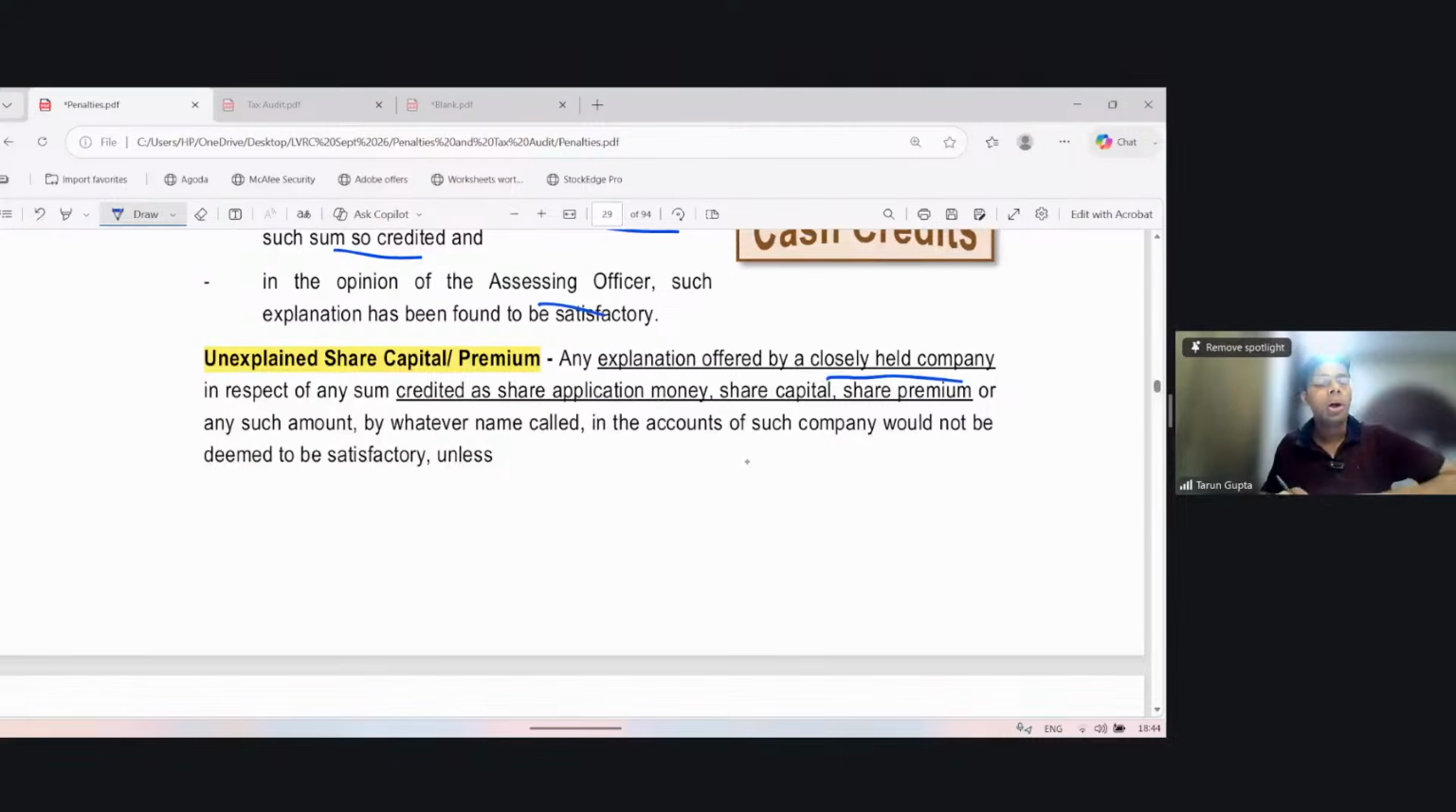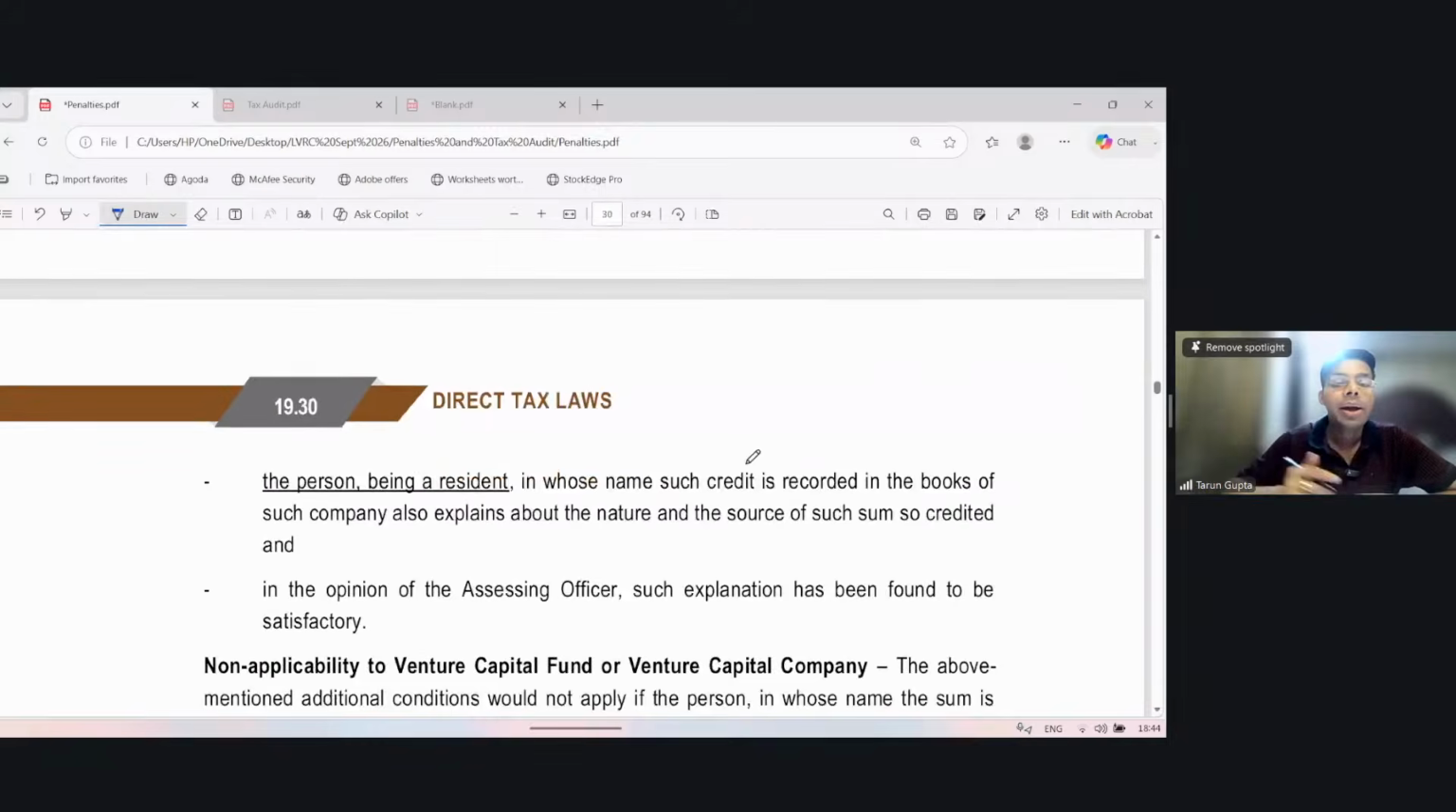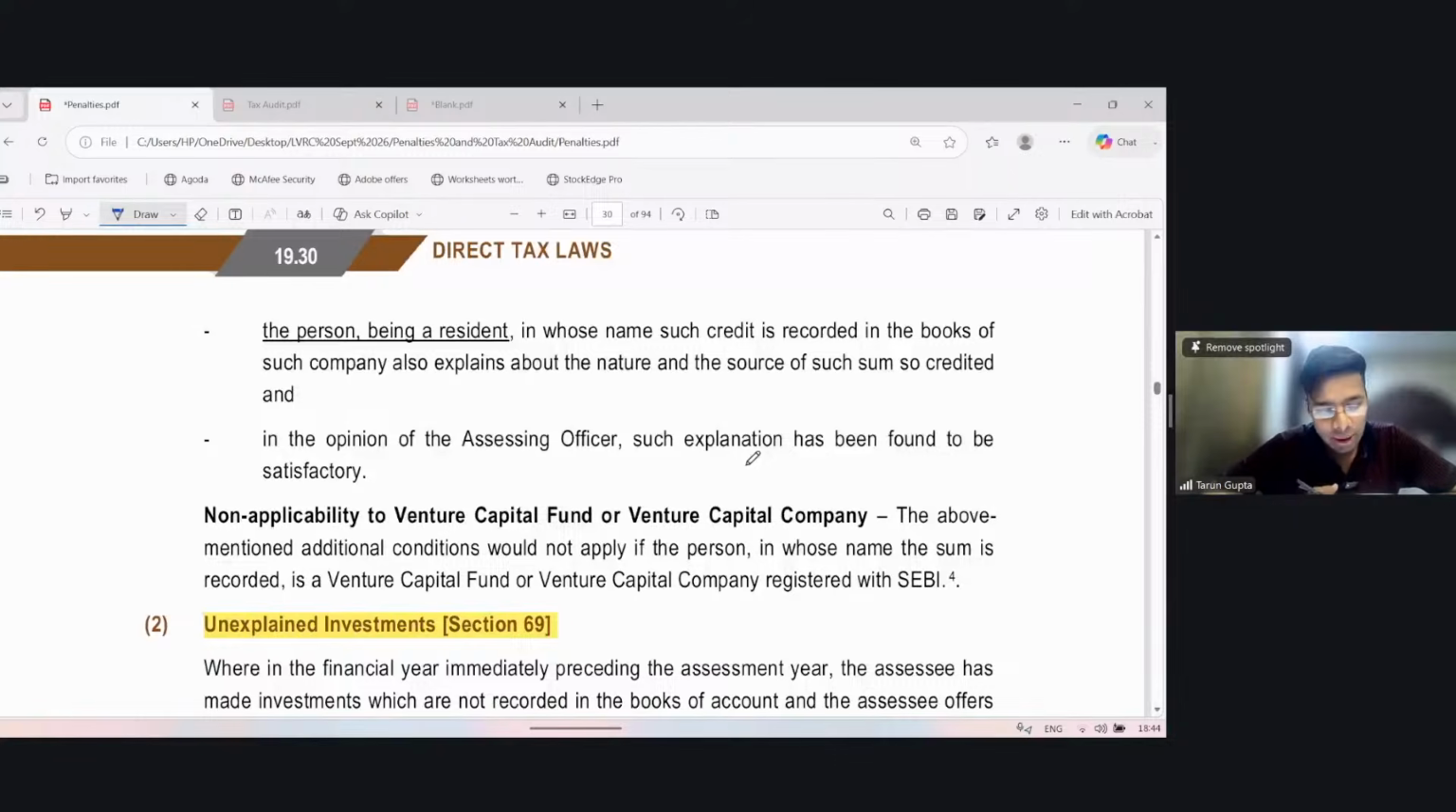So if any amount is credited as share capital or premium in the books of a closely held company, then such company has to explain the nature and source. And not only this, if such amount is credited in the name of a resident, then such resident is also required to explain the nature and source of such amount at his end, and such explanation should be satisfactory to the AO. However, this provision is not applicable in case of a venture capital fund or venture capital company.